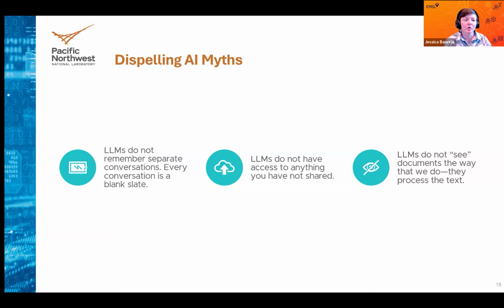And then finally, when you're sharing, let's say I have a journal article, I'm a scientist and I'm working with that journal article and I want a large language model to summarize it, which is a task I can ask it to do. It's important to remember that they're not reading the document, right? They don't see documents the way that we do. What they're doing is processing the text.